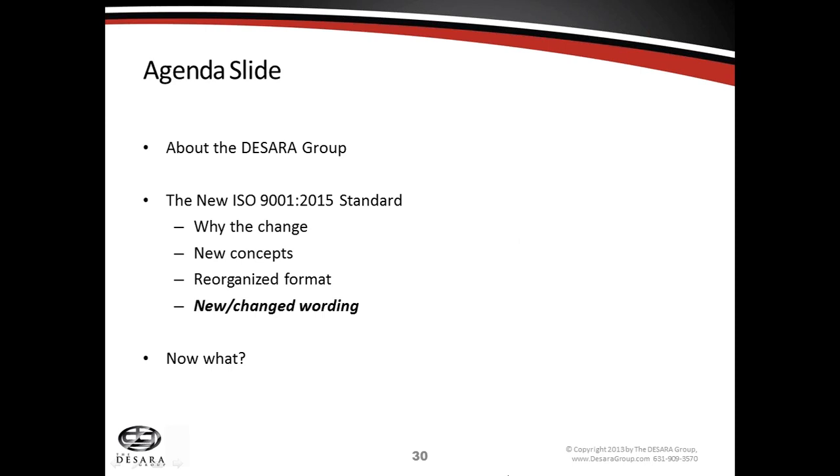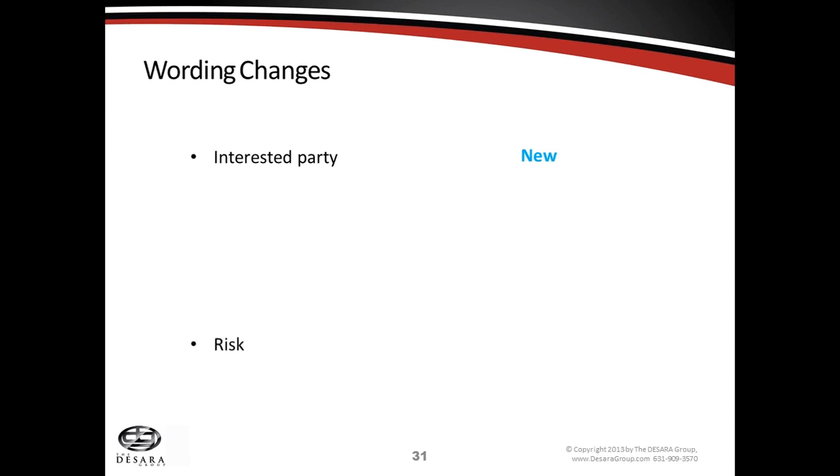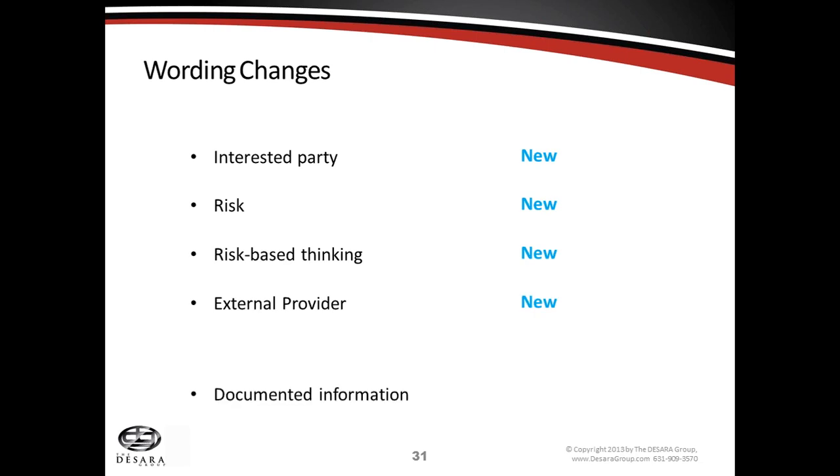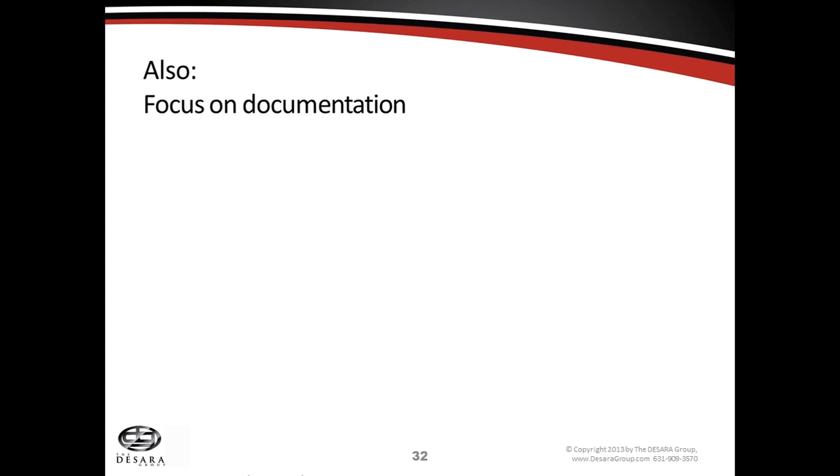So in addition to some new concepts and some new structures, we brought in some new words. And the new wording change is something that we can spend a little bit of time on. As we've already talked about, interested parties have been brought into the new section 4. And again, you decide for your organization who these interested parties are. Risk has been brought in, and in fact, the word risk shows up about 50 times in the new standard. And so it is very, very heavy on discussing risk, but not prescriptive as to how you have to deal with that.